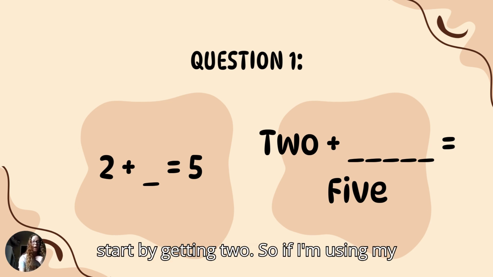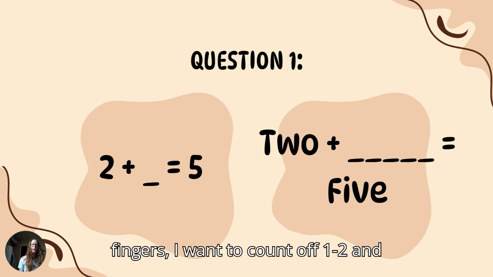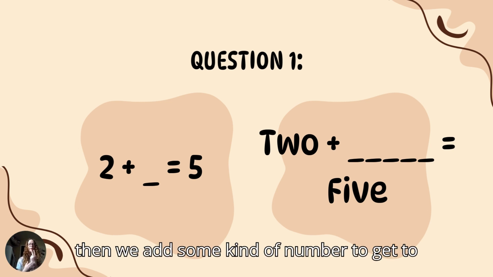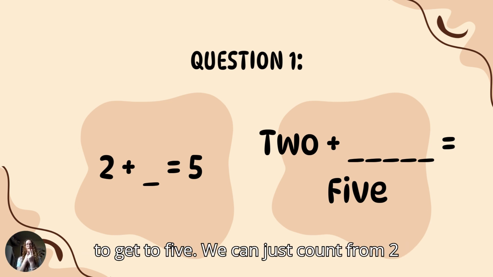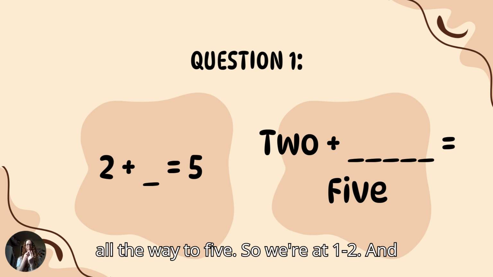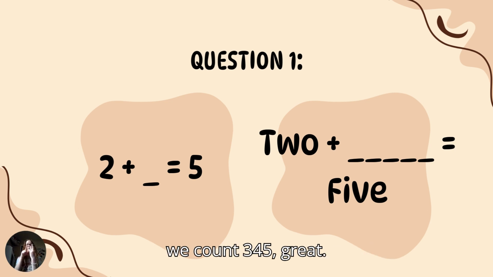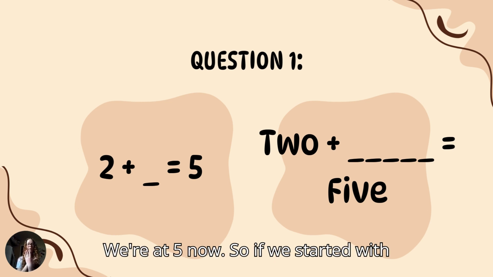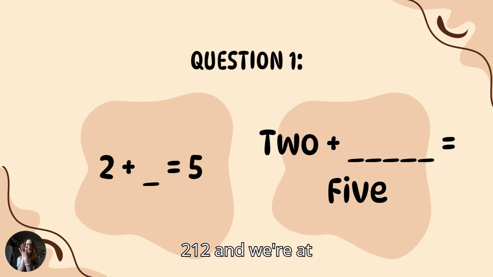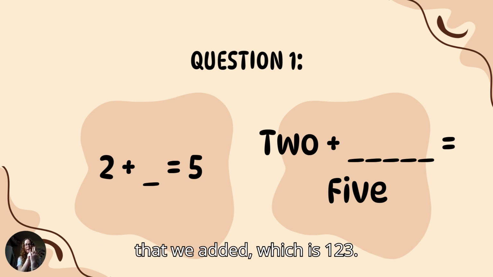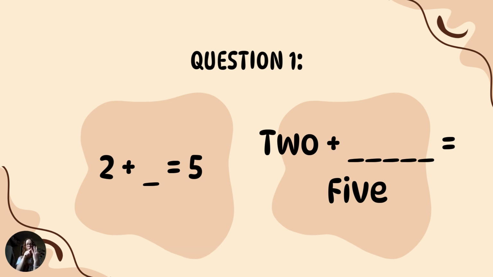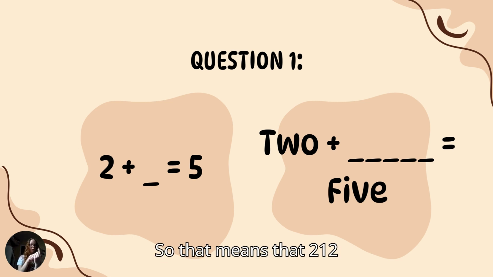First, we want to start by getting 2. If I'm using my fingers, I count off 1, 2. Then we add some number to get to the number 5. If we have 2, we want to get to 5, so we can just count from 2 all the way to 5. We're at 1, 2, and then we count 3, 4, 5. Great, we're at 5 now. If we started with 2 and we're at 5, that leaves us with this many fingers that we added, which is 1, 2, 3. So that means that 2 plus 3 equals 5. Just like that.